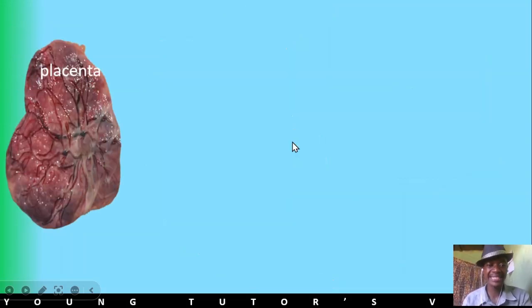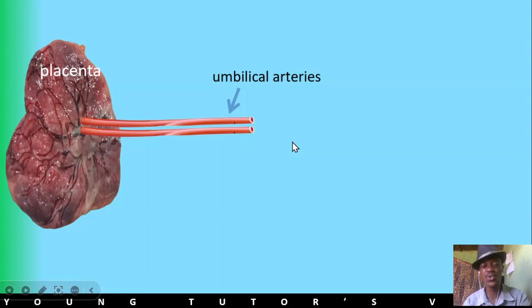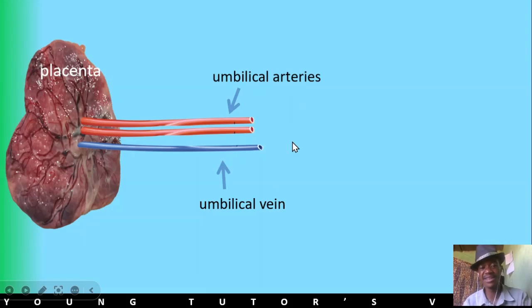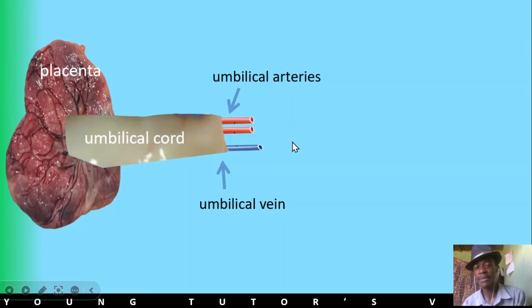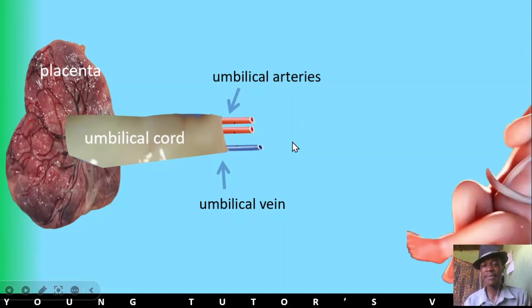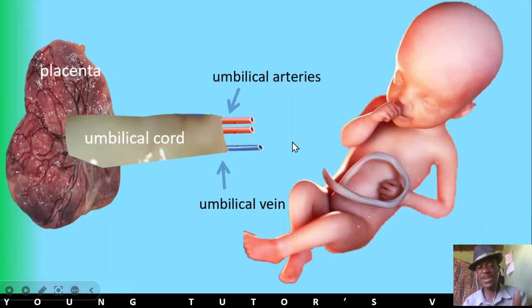So the placenta has those two umbilical arteries that are entering it, and this vein, the umbilical vein, that is leaving it to deliver oxygenated blood to the fetus. These are ensheathed in the umbilical cord. So what we see here is the umbilical cord reaching the fetus, and the umbilical vein is going to reach the fetal liver first.